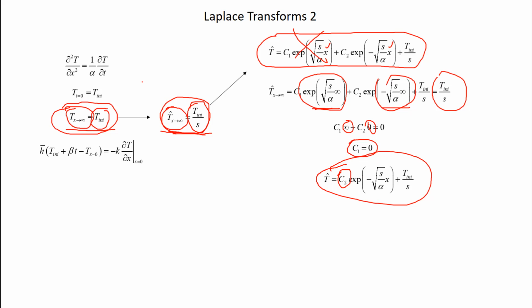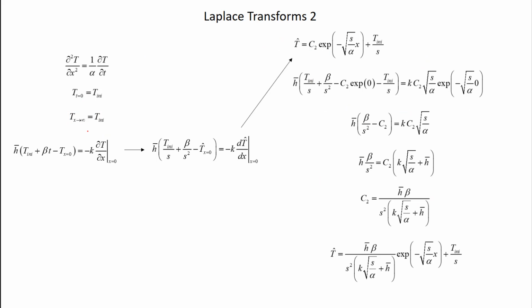So that was progress. The next thing I've got to do is take this boundary condition at x equals 0 and transform it to the S domain. So let's see, I can do this term by term. This is a constant, so that gives me the constant over s. This is a linear term, and if I go look in that table, I'll see that this linear term becomes beta over s squared. So this is T, this becomes T hat at x equals 0. And then I have minus k, and this is a derivative with respect to x. Derivatives with respect to x remain unchanged, so this is dT hat/dx at x equals 0.